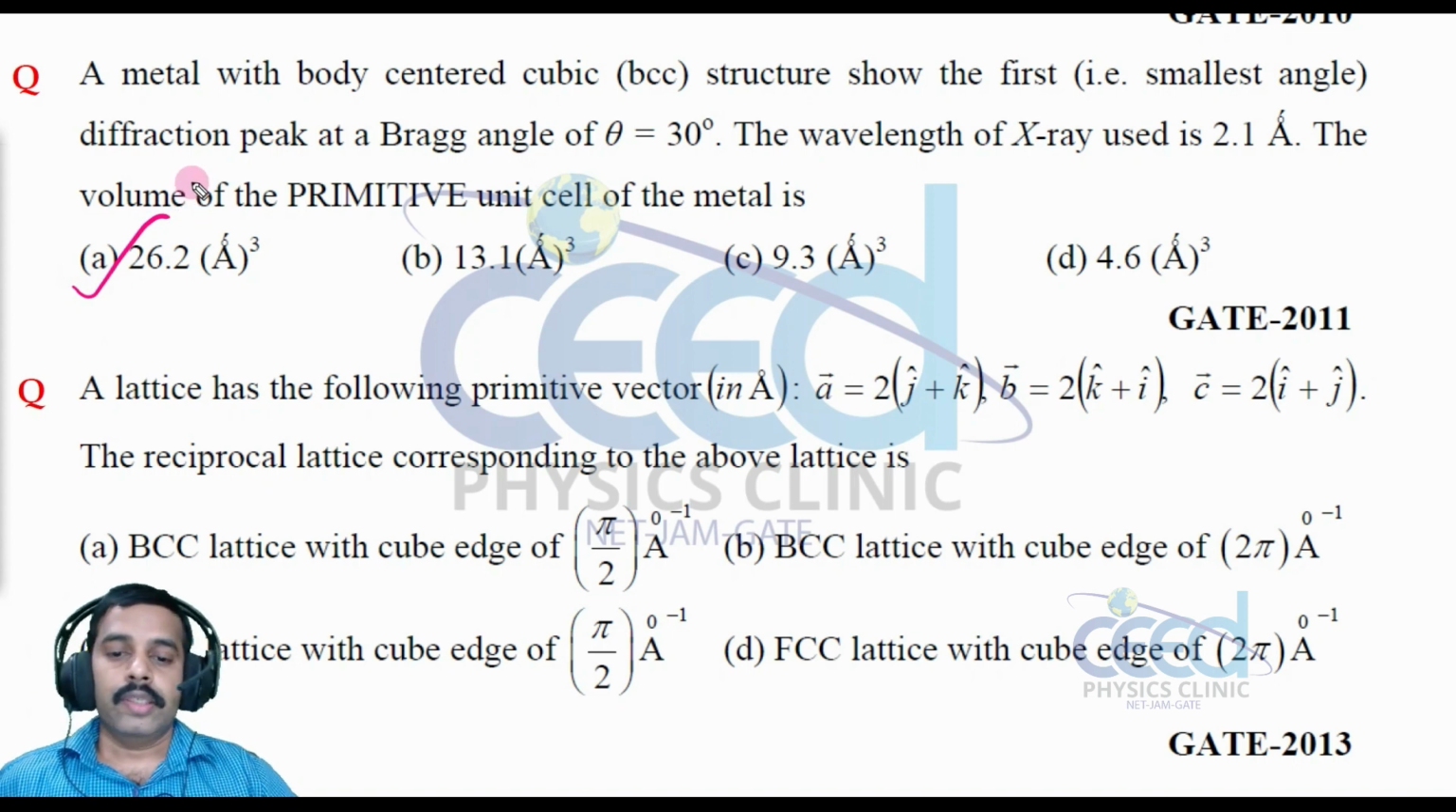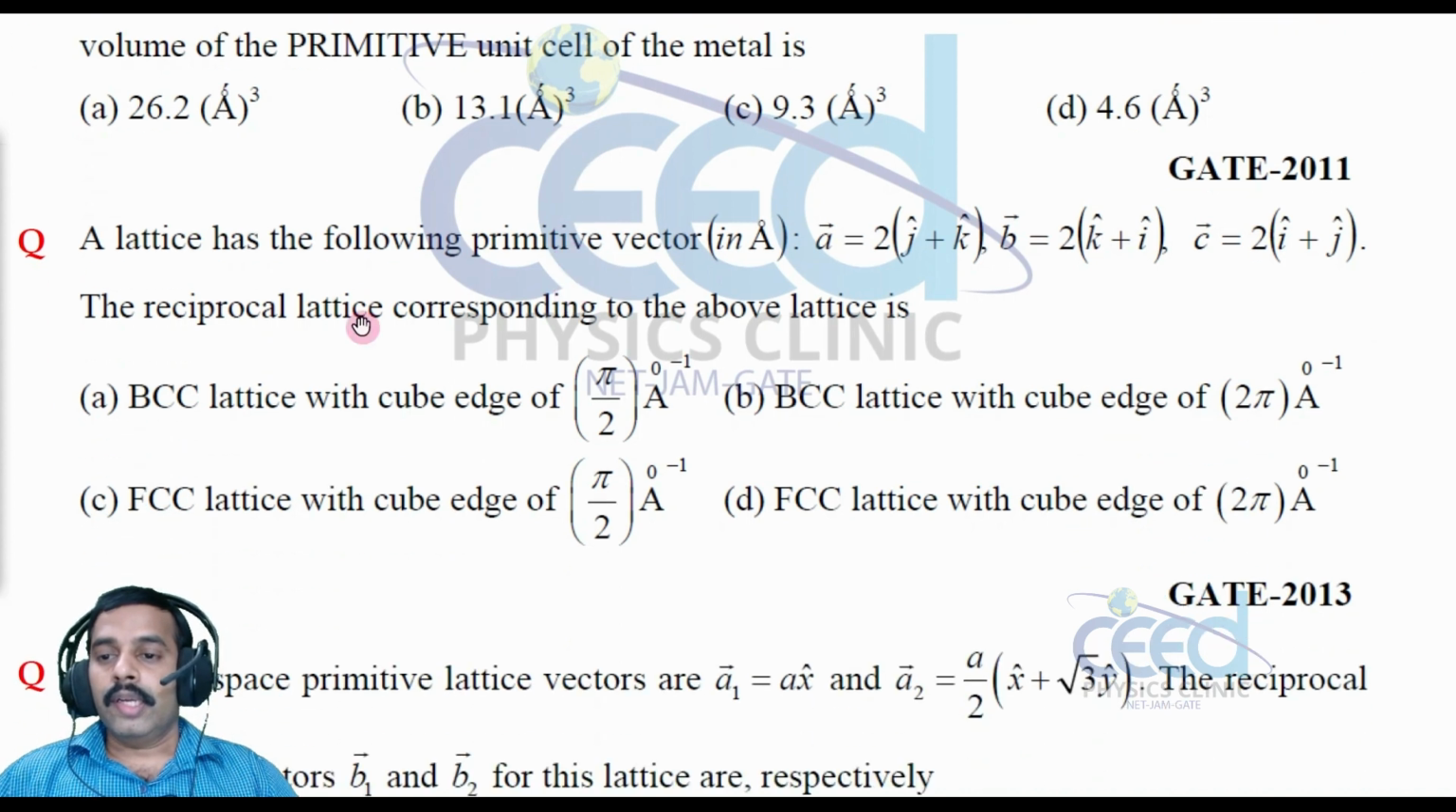All right. Now let us come to another question. A lattice has the following primitive vectors. A is given, that is a into j plus k, B is equal to a into k plus i, and C is equal to a into i plus j. The reciprocal lattice corresponding to the above lattice is.